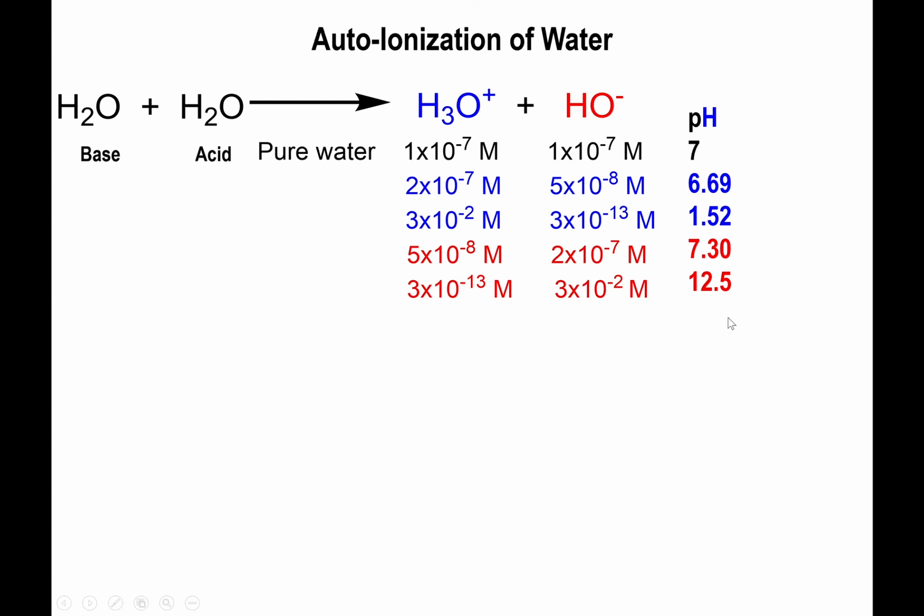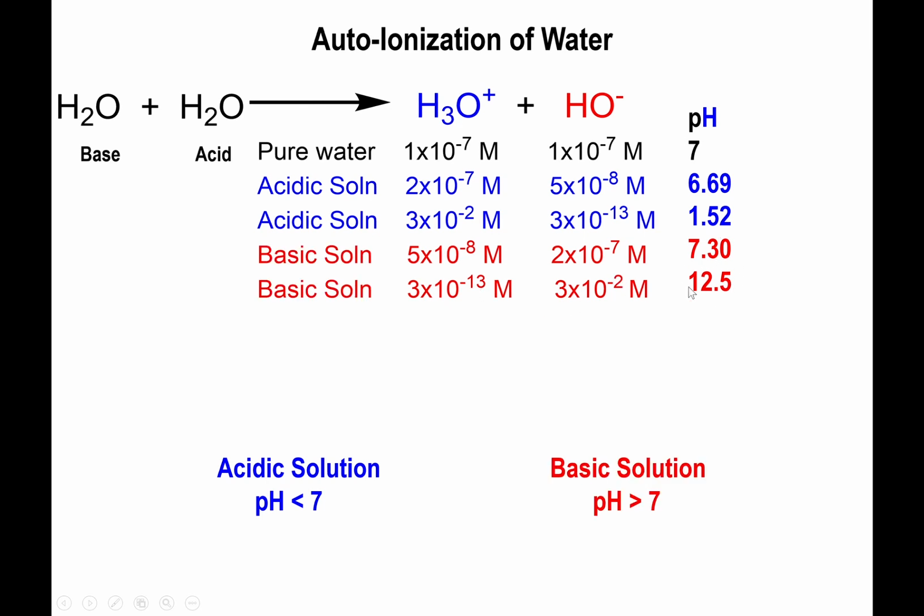What I want to highlight, and this is pretty important, is that for the solutions where the acid concentration is higher than the base concentration, you're dealing with an acidic solution. And check this out, for acidic solutions, the pH is always less than 7. But where the solutions have a higher hydroxide concentration than hydronium, these are considered basic solutions. And for basic solutions, the pH is higher than 7. So acidic solution, less than 7 pH. Basic solution, greater than 7 pH.